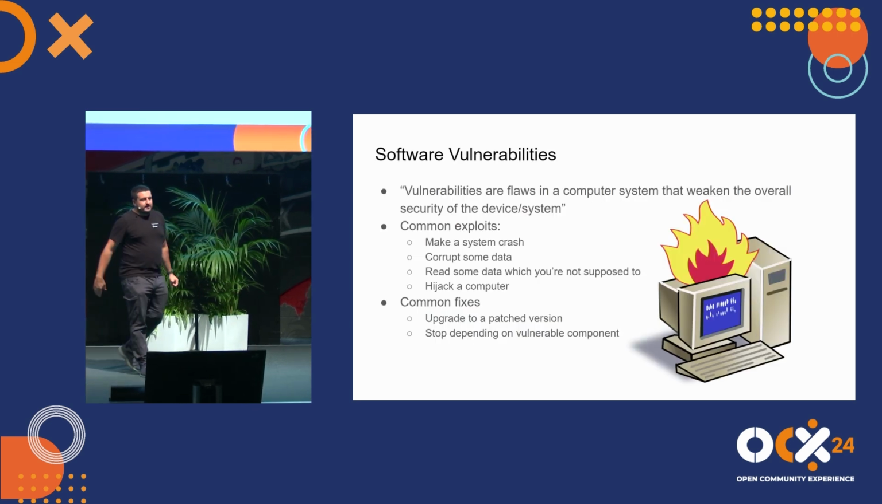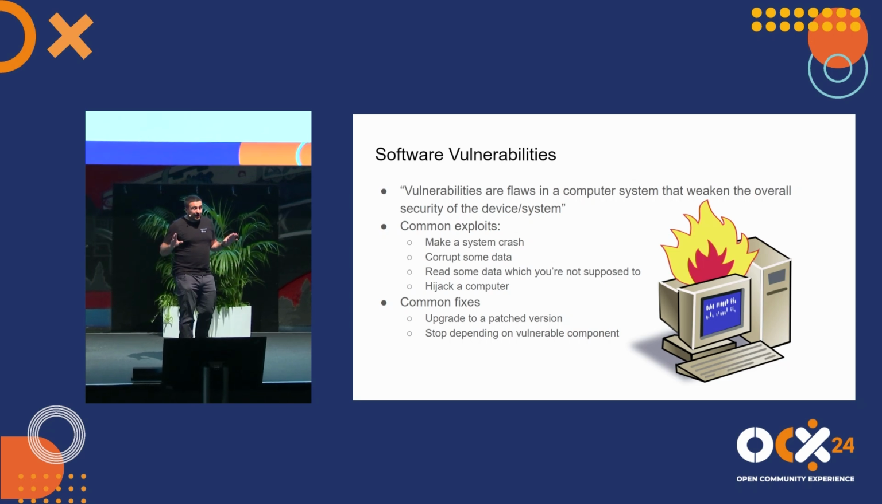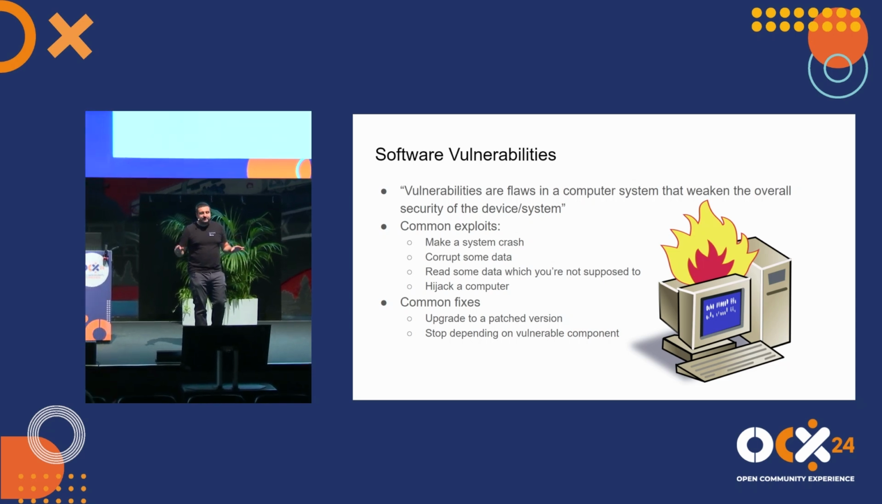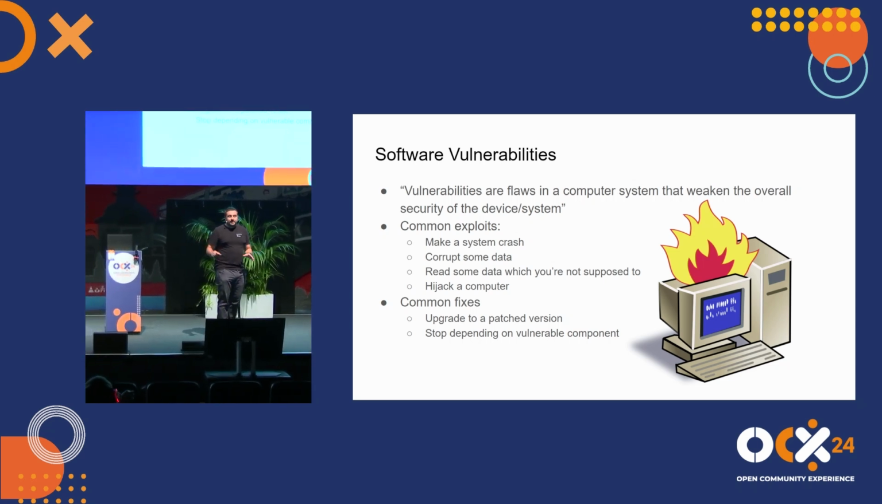So step back a bit. What is a software vulnerability? A software vulnerability is a flaw in a computer system that weakens the overall security of the device or system. So some common things you could do with an exploit, right? If you're exploiting a vulnerability, you could make a system crash. You could corrupt some data. You can read some data which you're not supposed to read. You could hijack a computer and make it do whatever you want it to.